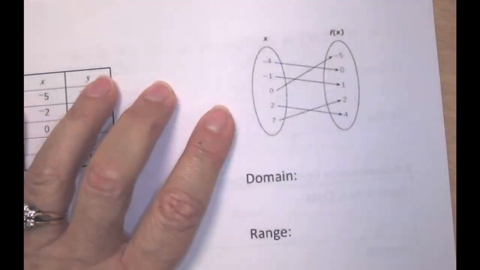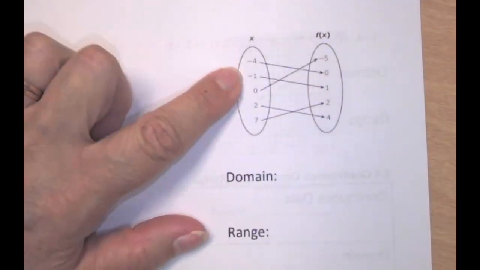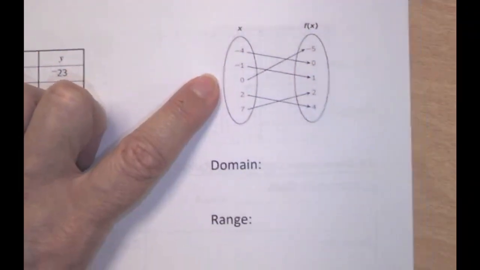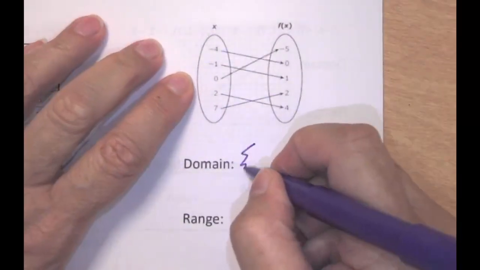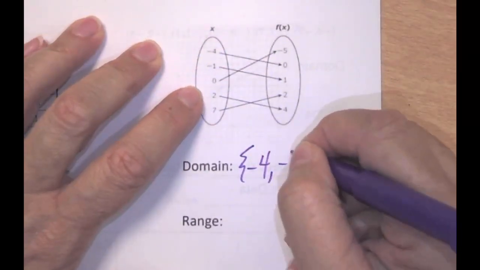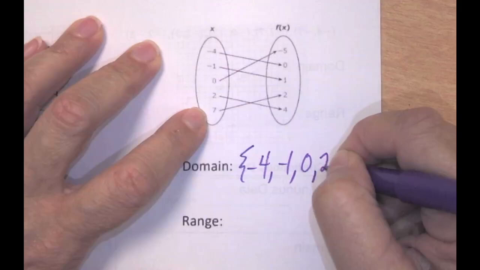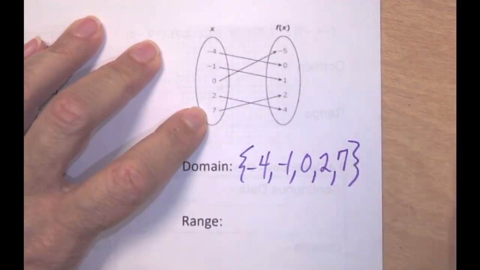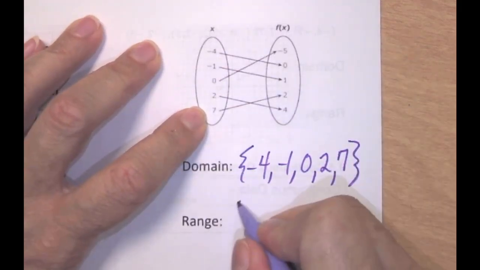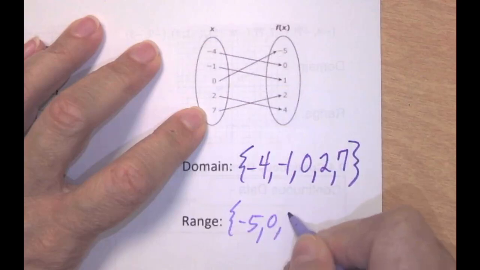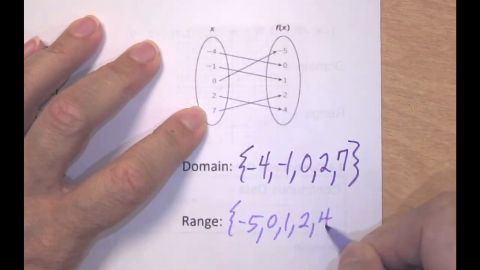So let's look at a mapping. On a mapping, they should already be listed least to greatest for you, and they should already only list them once. So there's my domain. There's my range. I think that's a 4.